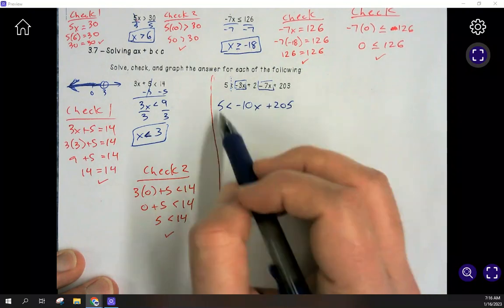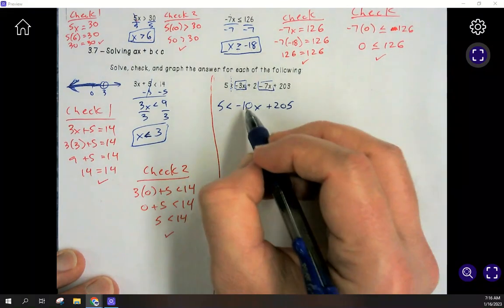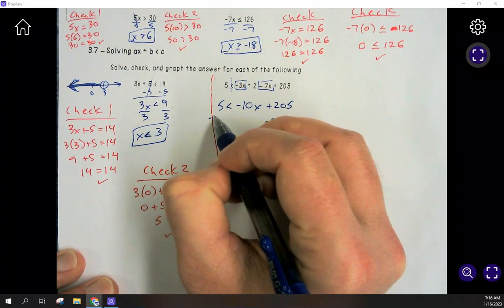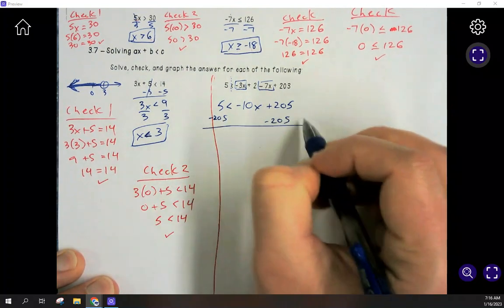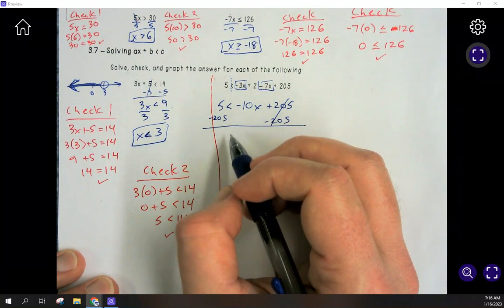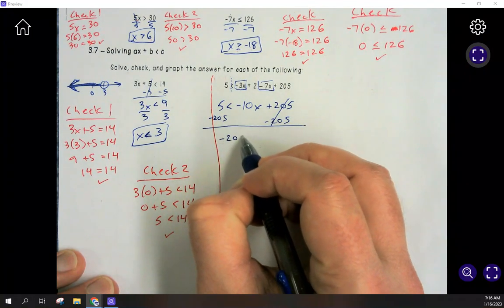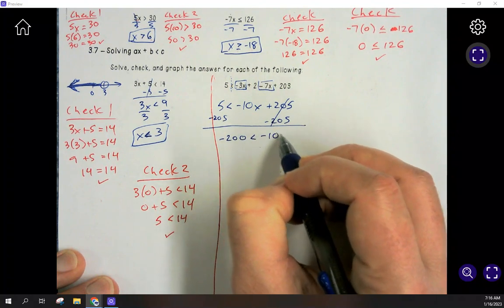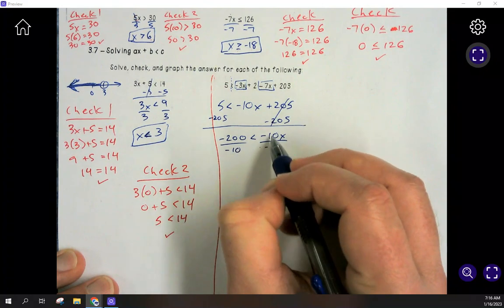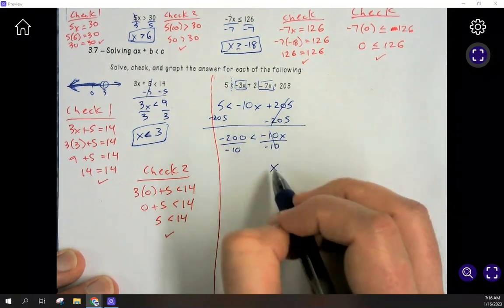Just combine like terms. Now this looks like a normal problem. We're just going to try and isolate that x. So we're going to minus 205. That goes away. 5 minus 205 is going to be negative 200. We're going to divide by negative 10. So we're going to have to flip here. We are dividing by a negative. So this flips the other way.